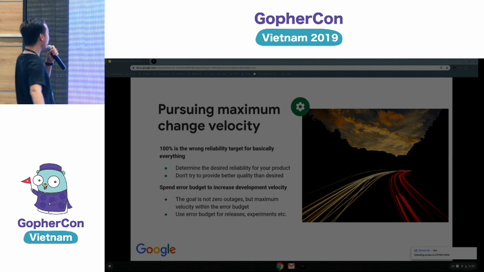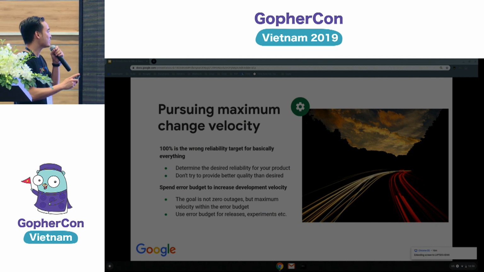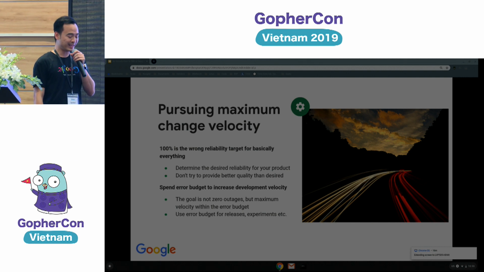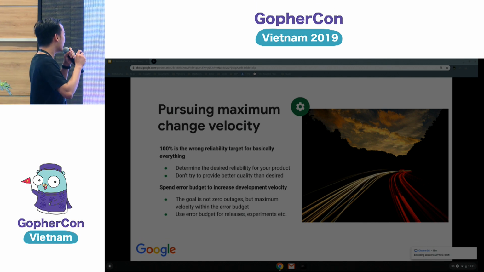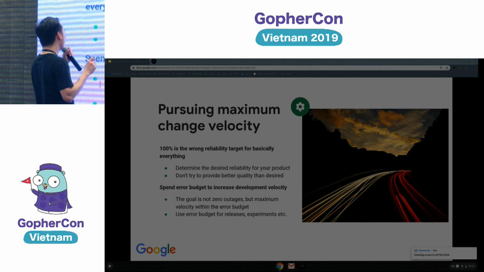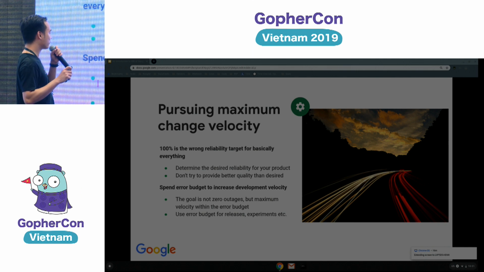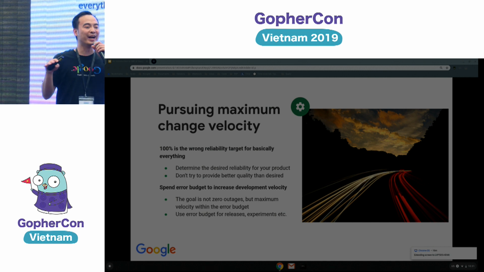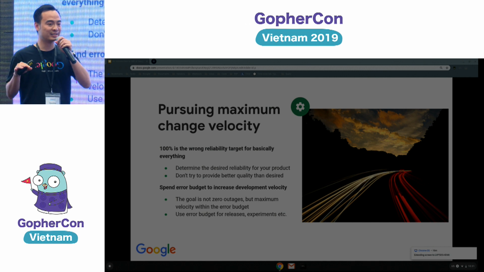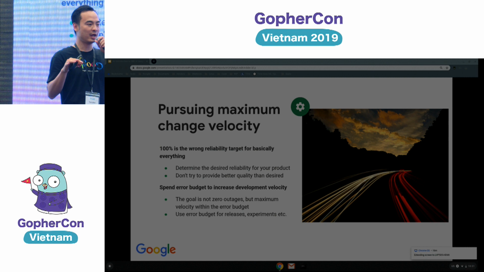I just want to remind you again that 100% is the wrong reliability target for basically everything, which means we need to determine the desired reliability for the product, and not try to provide something better than what you have committed.